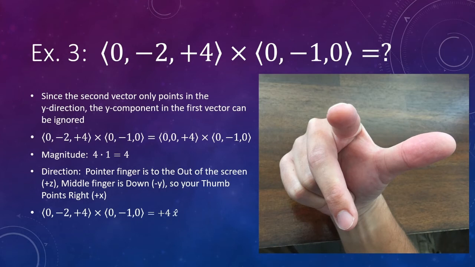Our first vector, the part that we care about, is positive in z, which is out of the board, out of the screen. The second vector is negative in y, so our middle finger is going down. That will leave us with our thumb pointing to the right, positive in x. So our cross product is then plus 4 in x. Again, pointer finger is your first vector, middle finger is your second vector, thumb is your result, and you only care about the perpendicular pieces of each vector.